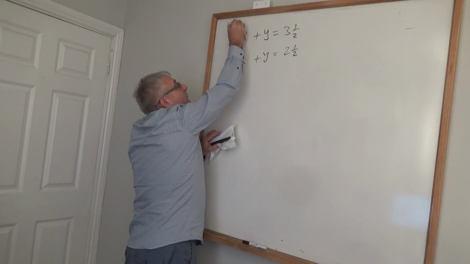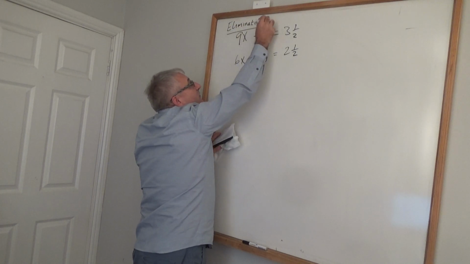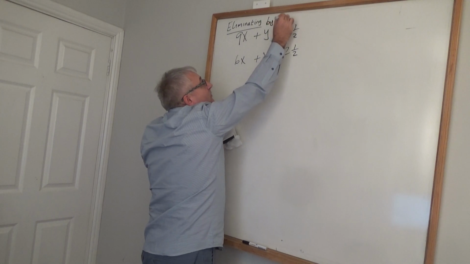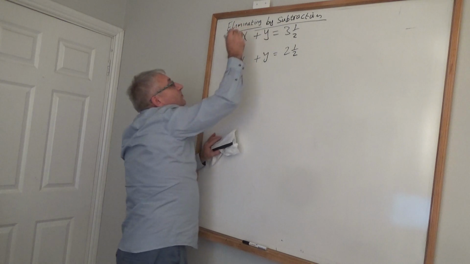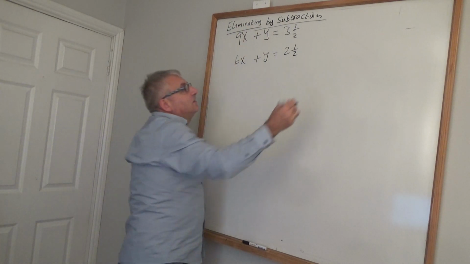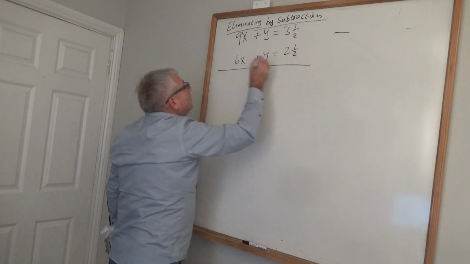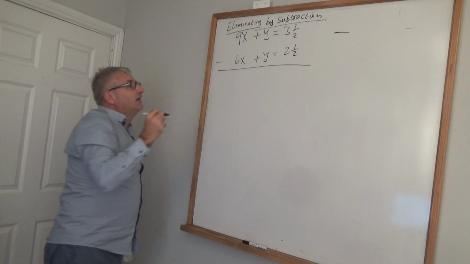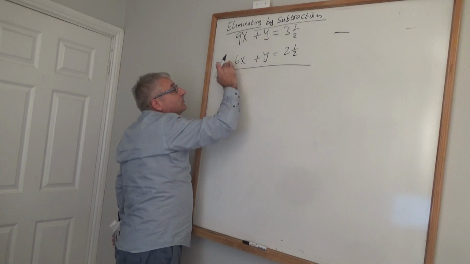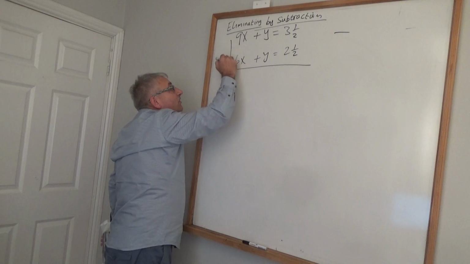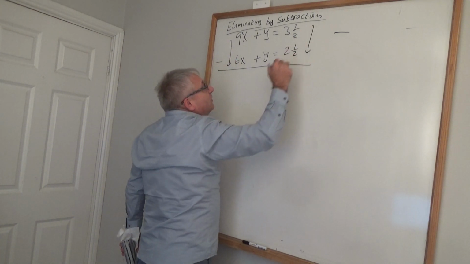So again, we must focus on the words and make sure you're able to explain your strategy. Eliminate by subtraction. Subtracting is something you've been doing for a long, long time, but it's nice to remind you that it's subtraction. And if you're to subtract two things that are equal, you can do it downwards or upwards. In this case, we're going to subtract it down.